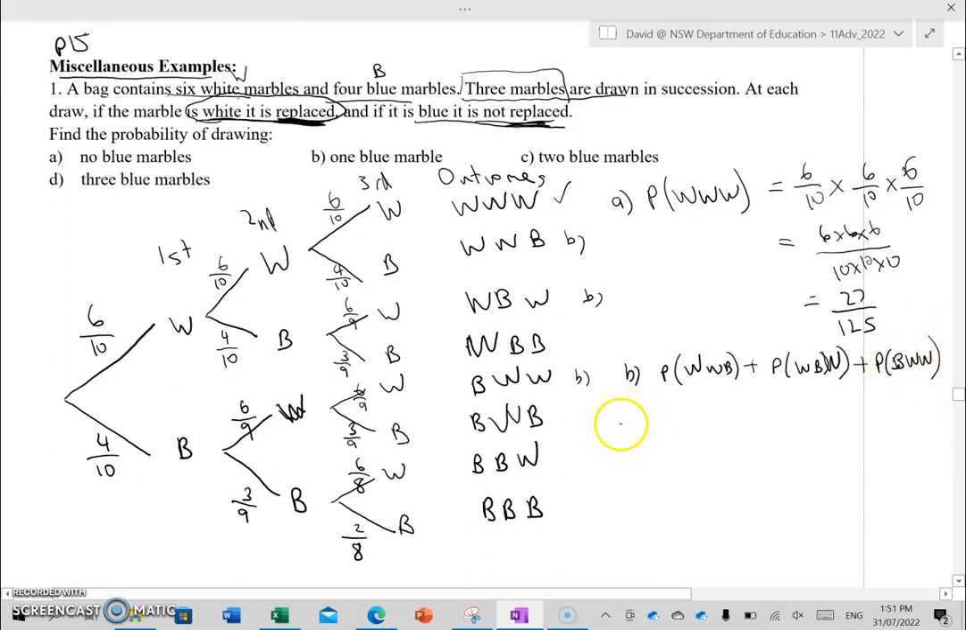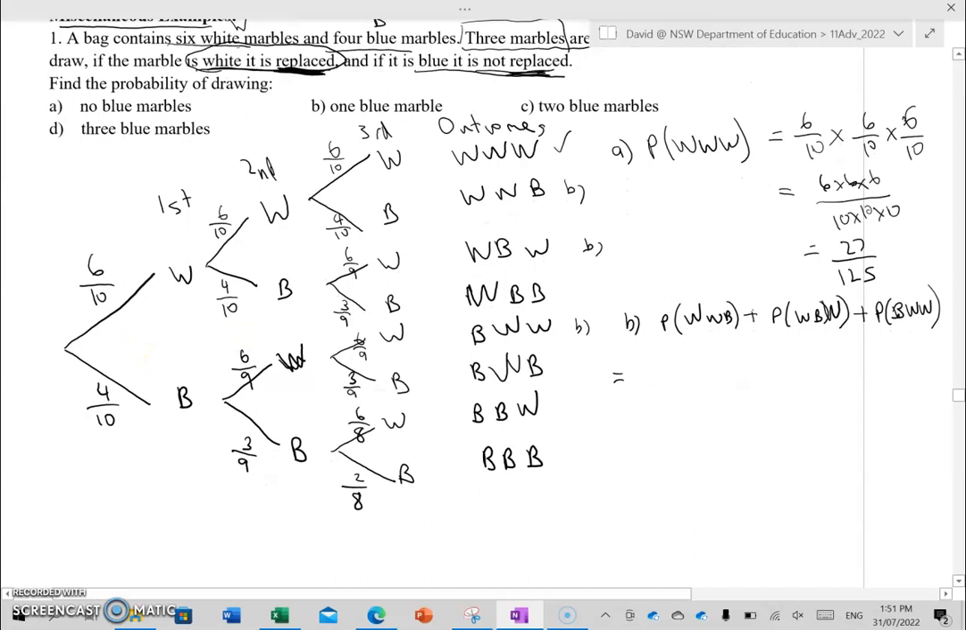Okay, so we need to now work these out one at a time, and be careful because there are blue balls involved here. The probabilities will change, so we've got to be careful with the way that we do it. So I would follow the branches and multiply for each one. So white, white, blue, 6 out of 10, 6 out of 10, 4 out of 10.